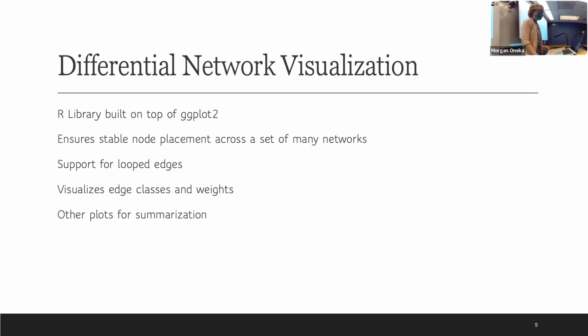So if we're doing a gene co-expression network, gene A is going to be in the same location no matter which individual we're plotting. I wanted to include support for looped edges because that was the major issue I was running into. It also allows us to visualize edge classes and weights rather easily. And then I also included some functionality for other plots that are useful for summarization and comparison across different groups.